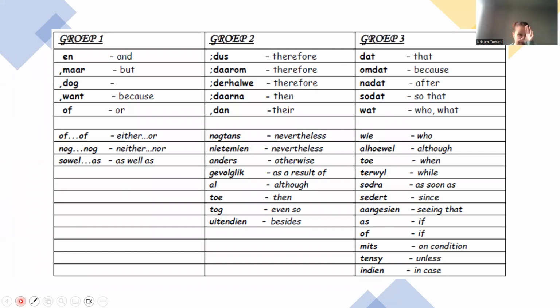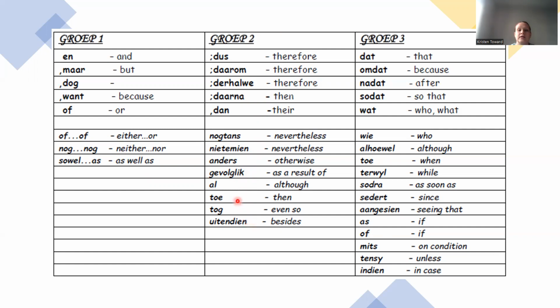So our second table, just to have a little look, we have some new conjunctions mentioned in this table. In group 1, we have nog, and sowel as. Group 2, derhalve, I think is a new one. We have nogtans, nietemin, ander, gevolglik, al, toe, toch, uit te doen.